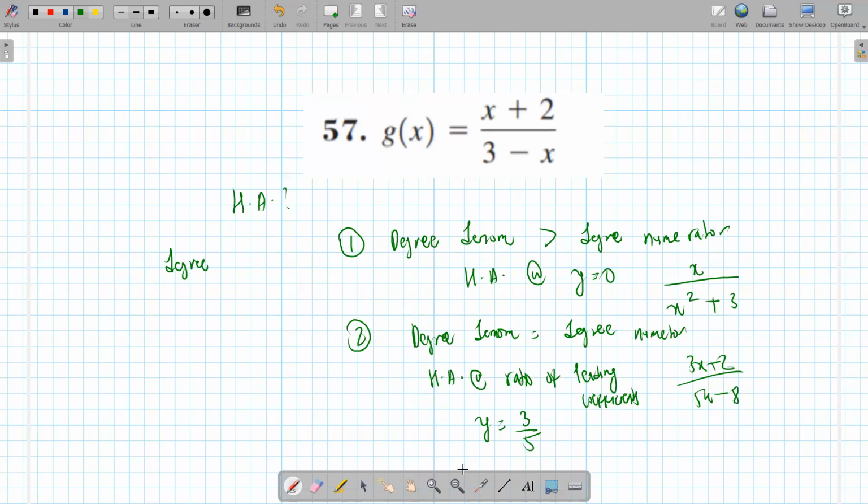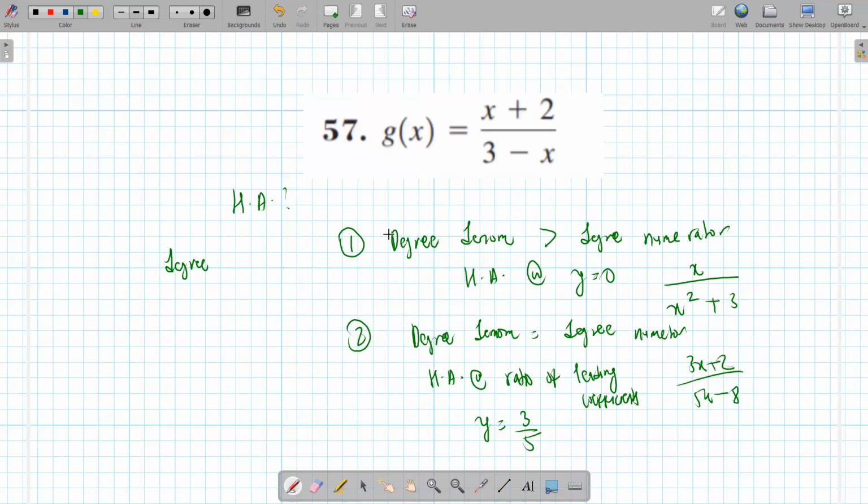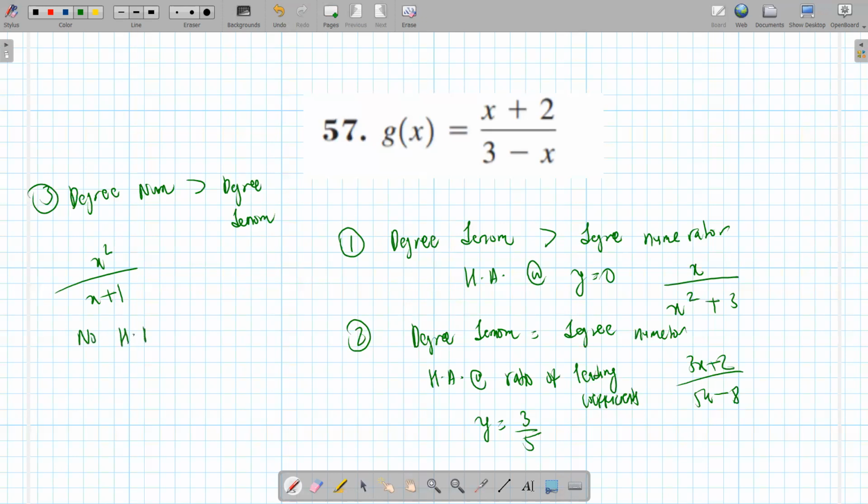Okay. And then is there a third one? Third one is the more complicated one. I don't think the question's asking us for it, so I don't think you need to worry about it, but I'll tell it to you anyways, for your knowledge. We haven't done when the degree in the numerator is bigger. So there will be no horizontal asymptote here. When the degree in the numerator is bigger than the degree in the denominator, for example, x squared over x plus 1, there is no horizontal asymptote.